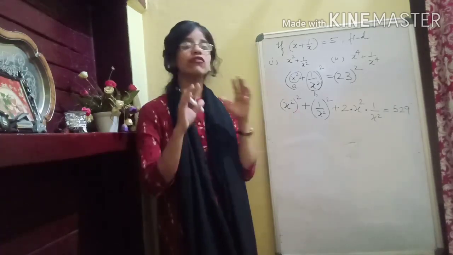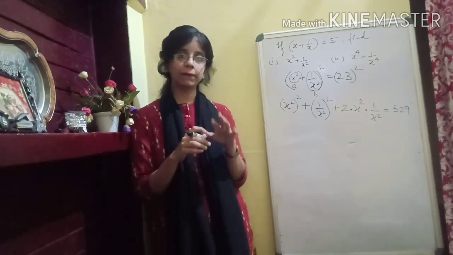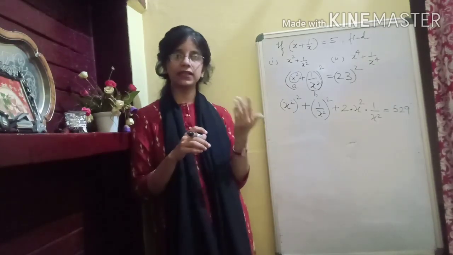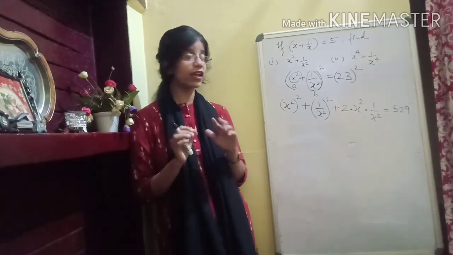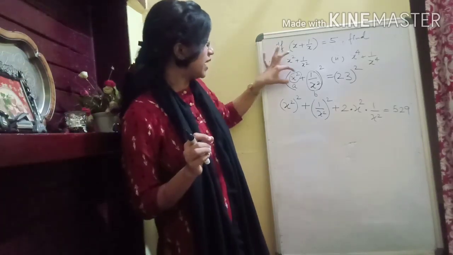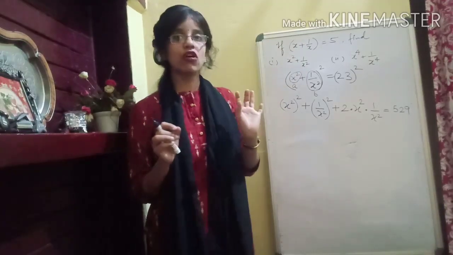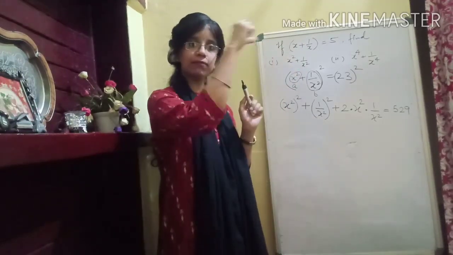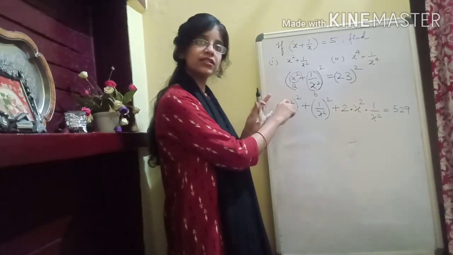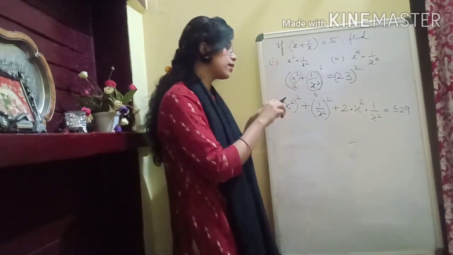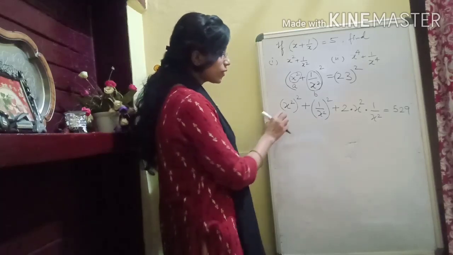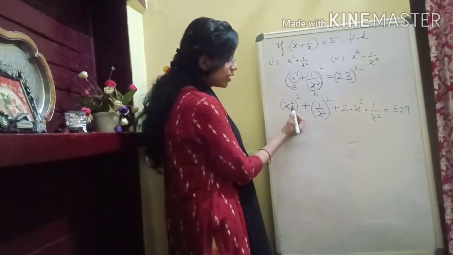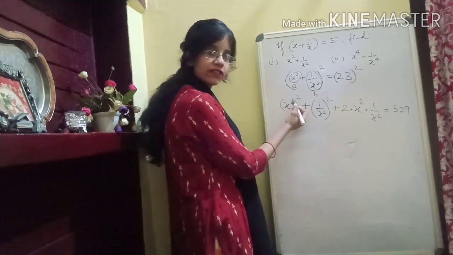Okay. Now here you need to see one thing, beta. When we are applying the identity of a plus b whole square or a minus b whole square, we need to be very careful what is at the place of a and what is at the place of b. And then we have to find out the value of a and b, and then we have to put it in the identity a square or b square or 2ab.